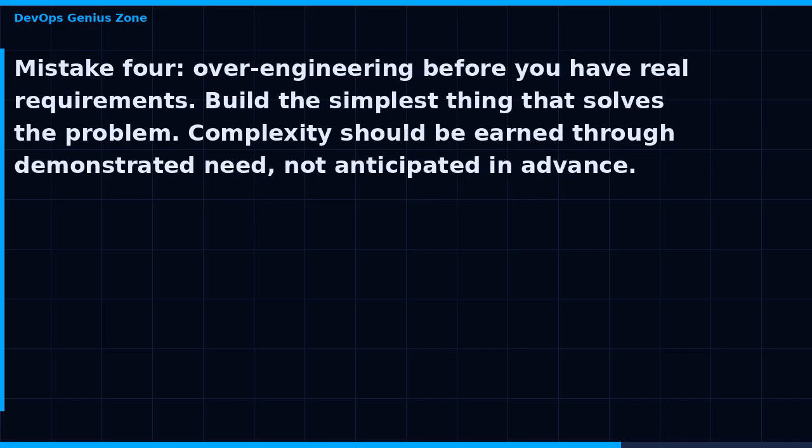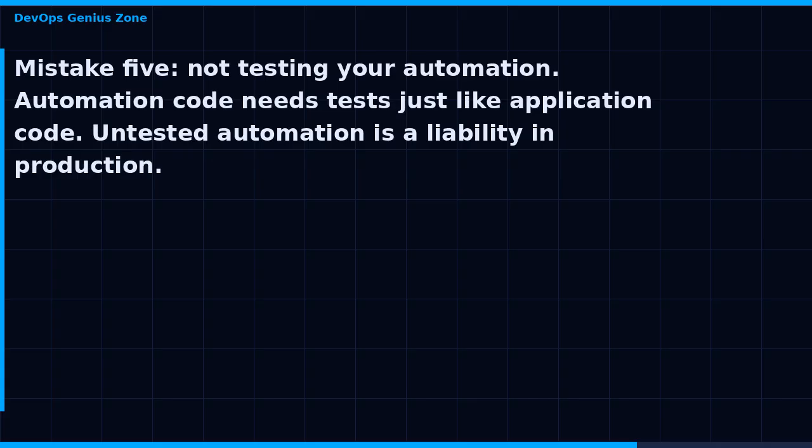Mistake 4, over-engineering before you have real requirements. Build the simplest thing that solves the problem. Complexity should be earned through demonstrated need, not anticipated in advance. Mistake 5, not testing your automation. Automation code needs tests just like application code. Untested automation is a liability in production.